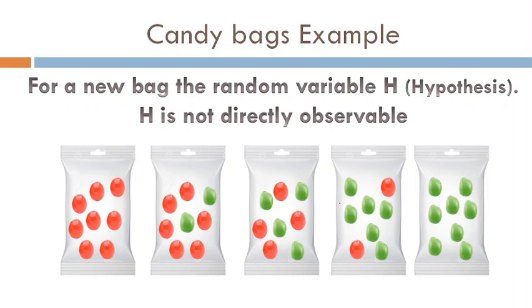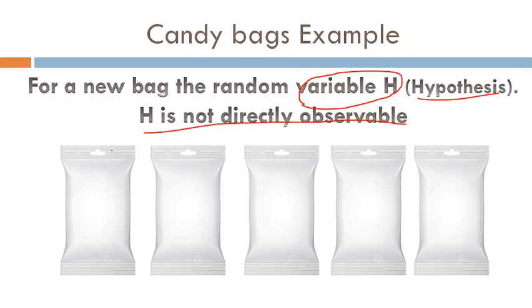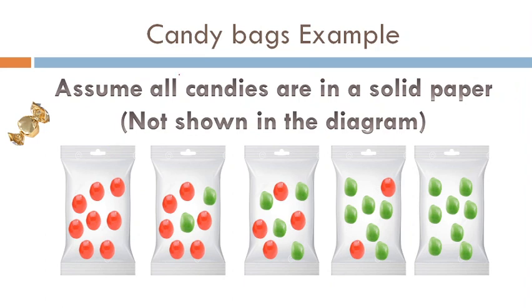For a new bag, consider one random variable H, which is the hypothesis. H is not directly observable. In this example, these are observable, but the hypothesis is not, because the candies are inside the bag and not visible. They become visible only when you open the bag. Assume all candies are in solid paper, not shown in the diagram.